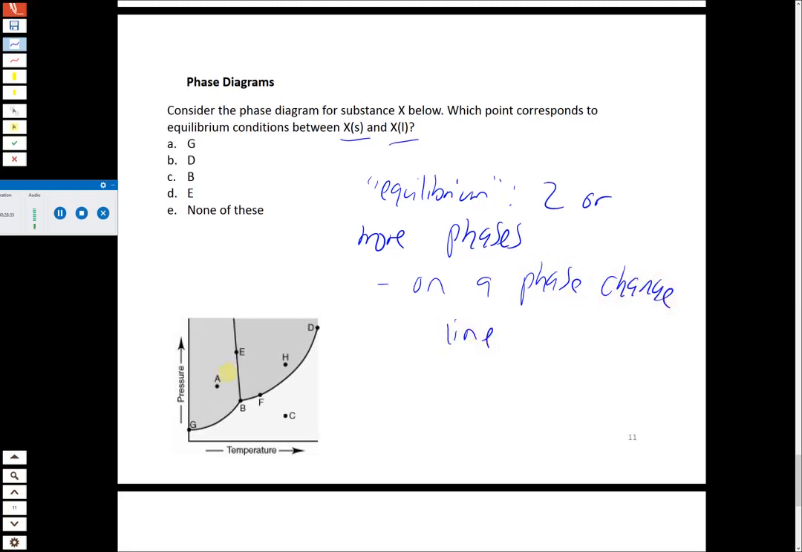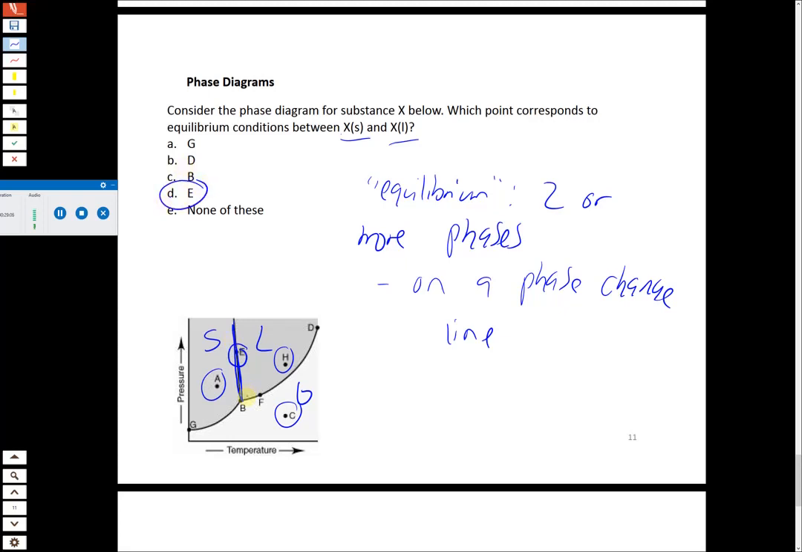So if we look at this diagram here, points like A, H, and C that are off of the lines, those are points where only one phase is going to exist at equilibrium. But if we're anywhere on the line, that's where we're going to have 2 phases in equilibrium. So again, we have to label the phases. We have solid, liquid, and gas over here, and we're looking for where solid and liquid can interact. So that's going to be on the line that separates the two, which is this line here. And so the only point on that line is going to be choice E. That's the one we can pick.